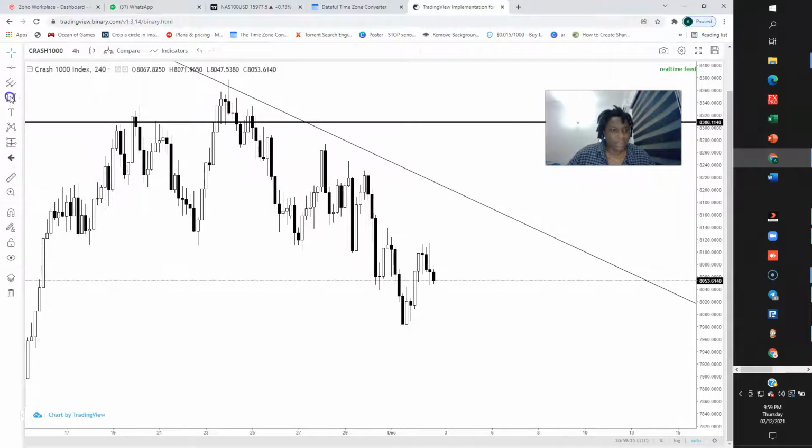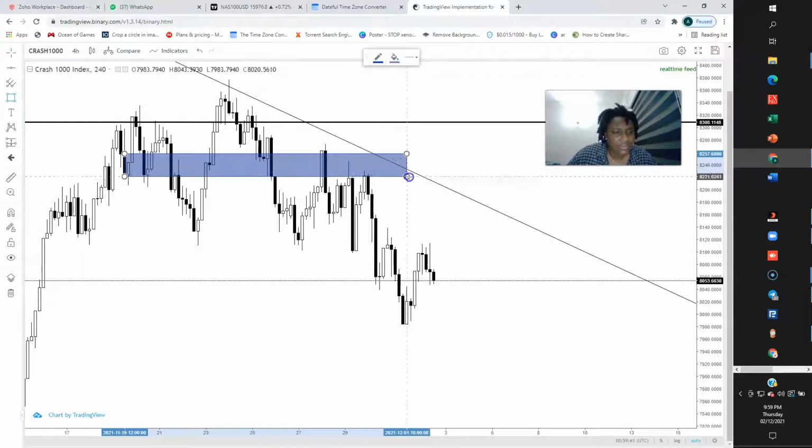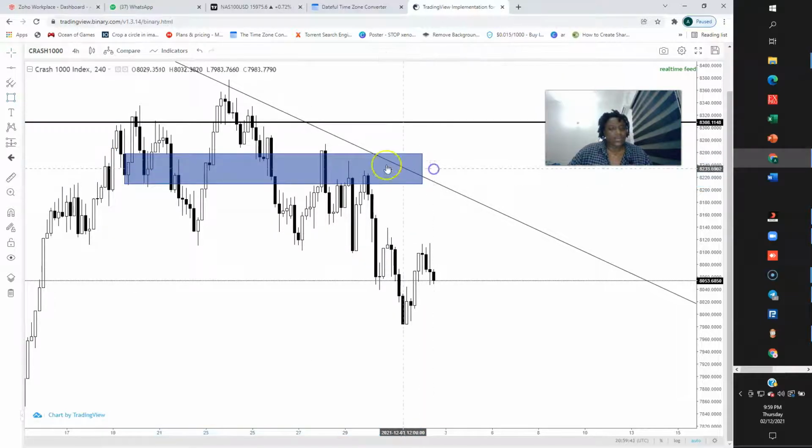So we can see that firstly we had this. From this point, price moved up and tested the daily supply for the first time, because my supply zone on the daily is highlighted with this horizontal line here.